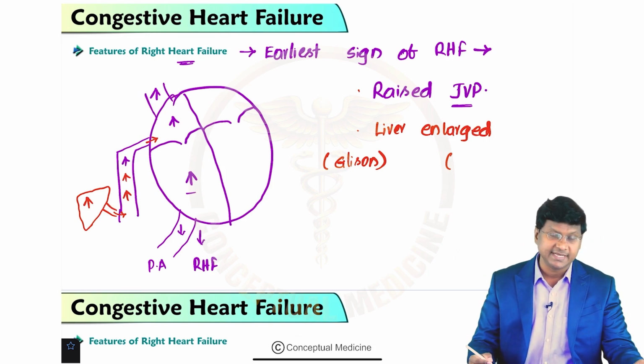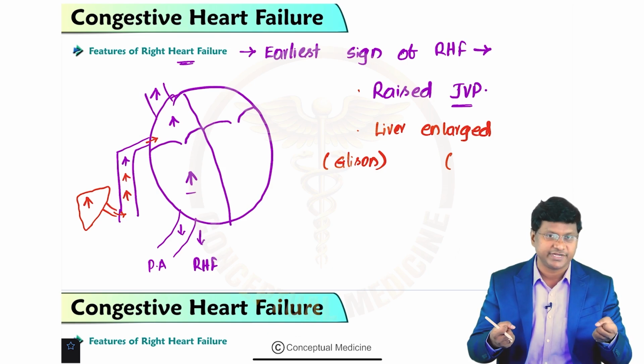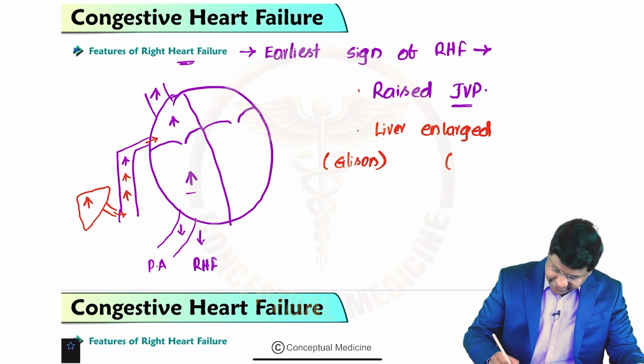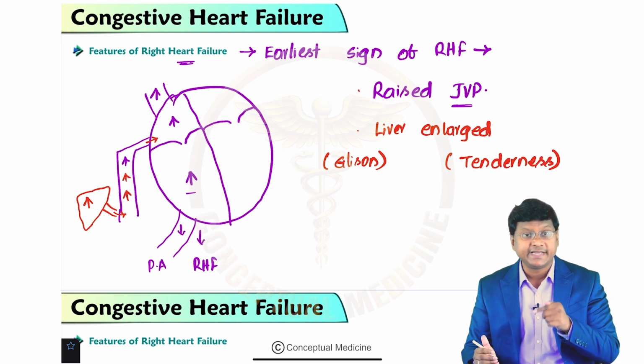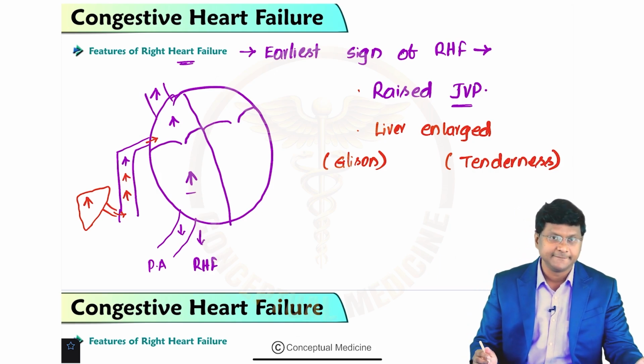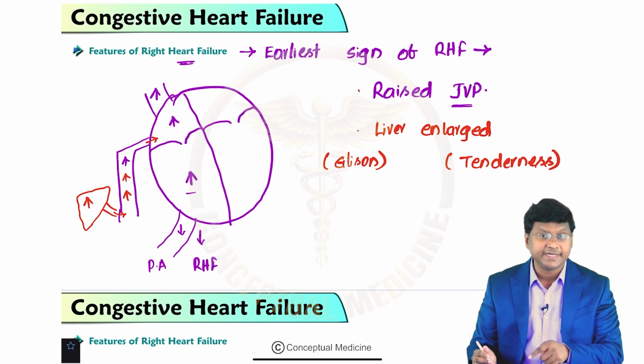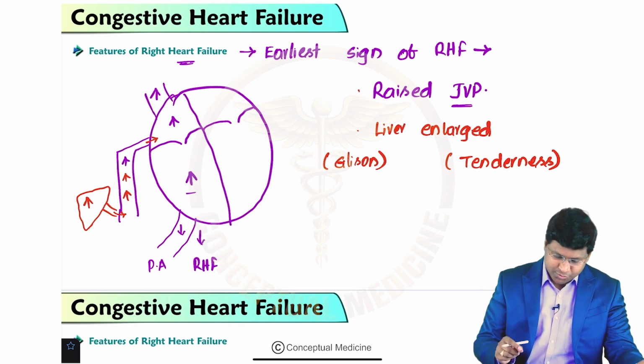So when the liver is enlarged, the capsule is also being stretched, and thereby the individual will have severe tenderness. So there will be a tender hepatomegaly. That is what you will see in patients with right heart failure.